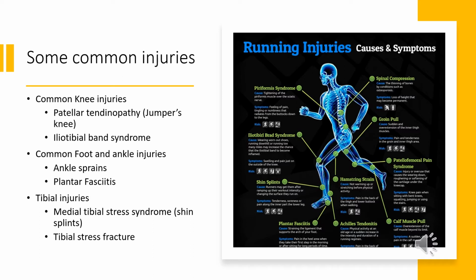Now, what are some common injuries when it comes to running? Some common knee injuries include patellar tendinopathy, also known as jumper's knee. You can have iliotibial band syndrome. Some common foot and ankle injuries include ankle sprains and plantar fasciitis. And lastly, some common tibial injuries include medial tibial stress syndrome, also known as shin splints, and you can also have tibial stress fractures.